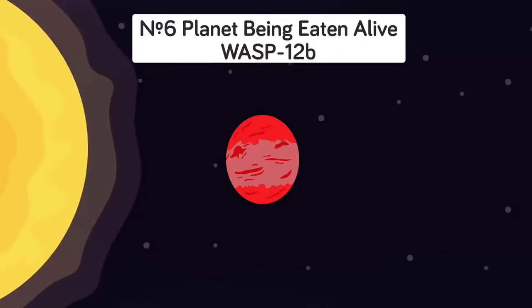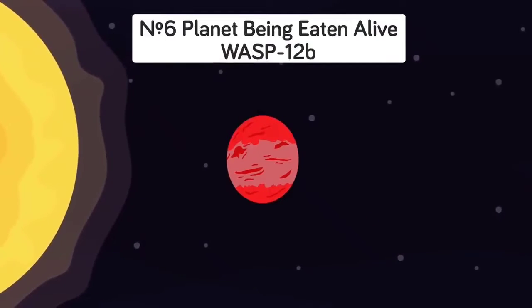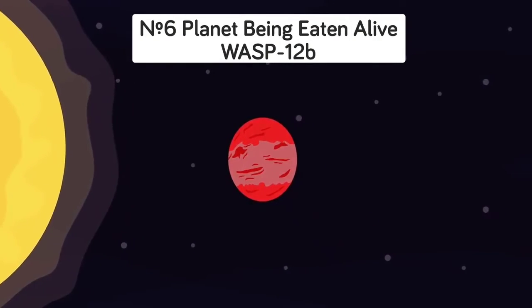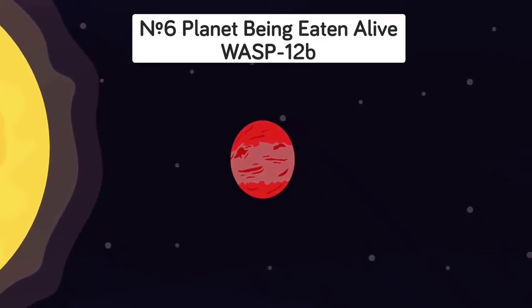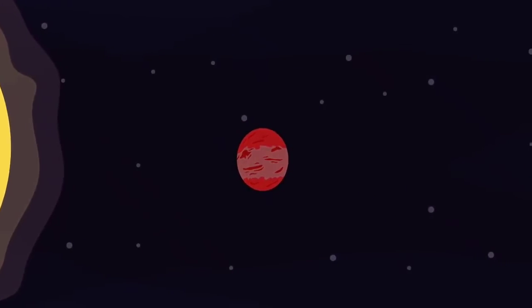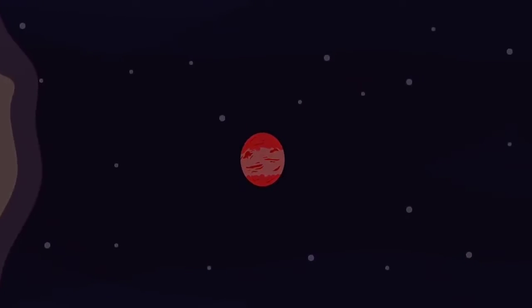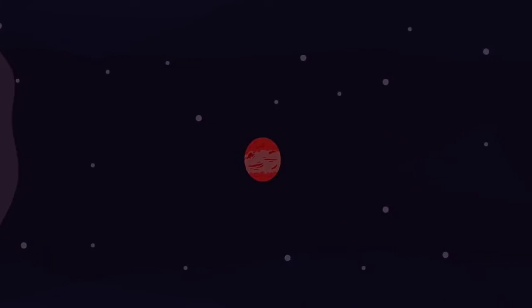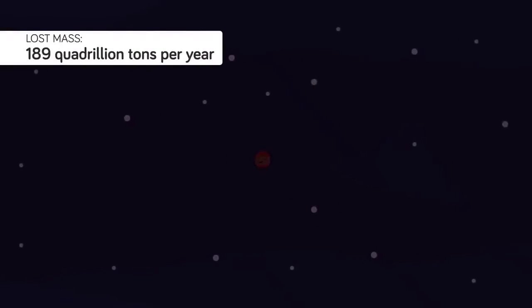6. Planet being eaten alive. Orbiting far too close to its parent star for its own good, planet WASP-12b is a carbon-rich gas giant. Spotted by the Hubble telescope being distorted into an egg shape by the gravity of its sun, its atmosphere is being sucked into its hungry parent star. The host star is eating WASP-12b's atmosphere at the rate of about 189 quadrillion tons per year, with scientists estimating that the planet only has 10 million years of life left.